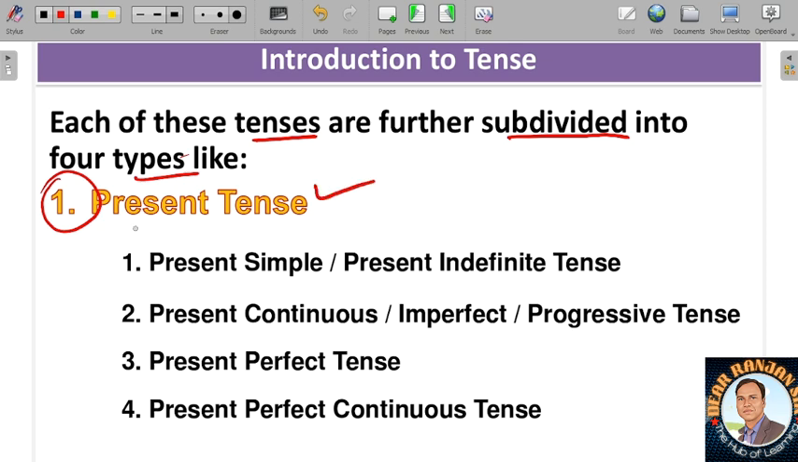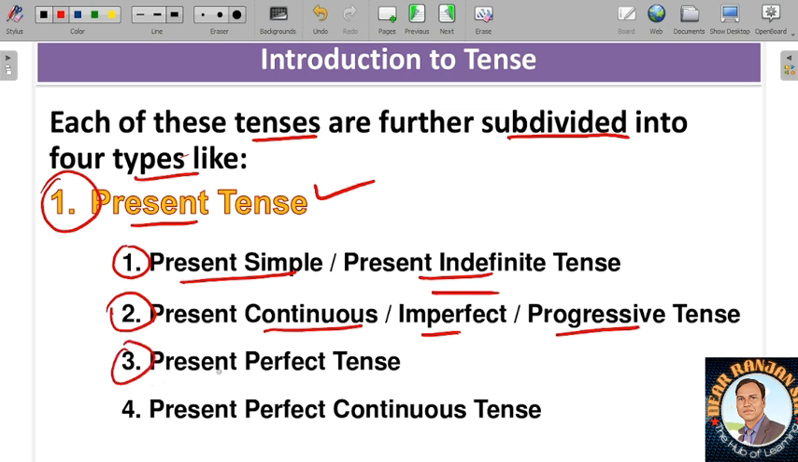If we see present tense, the first one is present simple, or we can call it present indefinite also. Both are the same. The second one is present continuous, or you can call it present imperfect or progressive tense. The third one is present perfect tense, and the fourth one, present perfect continuous tense.